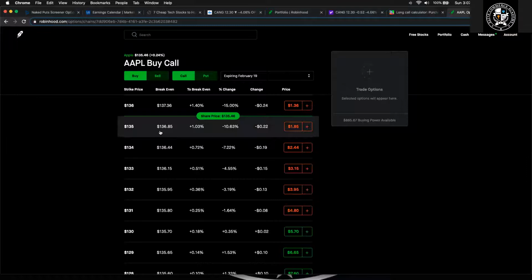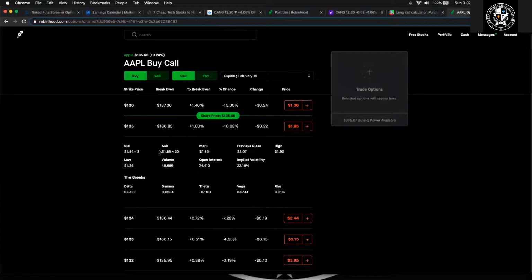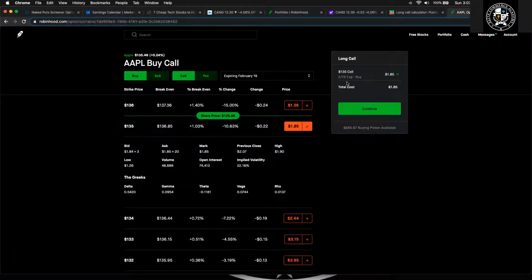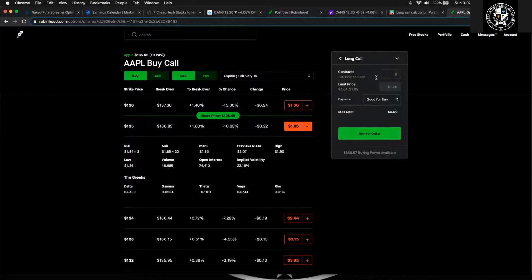So what happens is, let's use this for an example. Let's just say I got this one. If I wanted to buy this right here, you see this limit price, 184 and 185. This spread right here is nothing. So I could type in 185 or I could type in 184 and my order will probably get executed immediately.